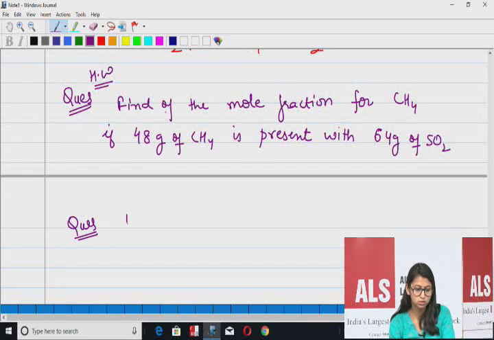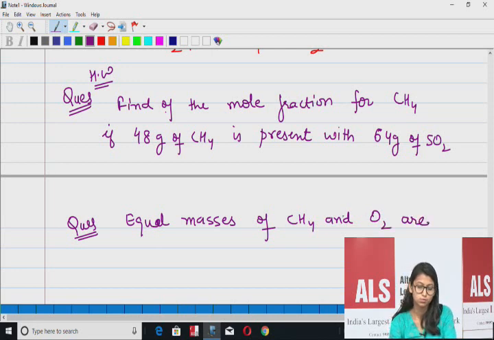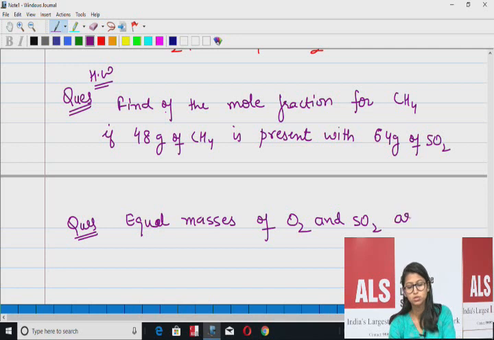Giving you one more question. Equal masses of, this is a good question, CH4 and O2. Don't write O2. O2 and SO2 are present. Find mole fraction of both of them.